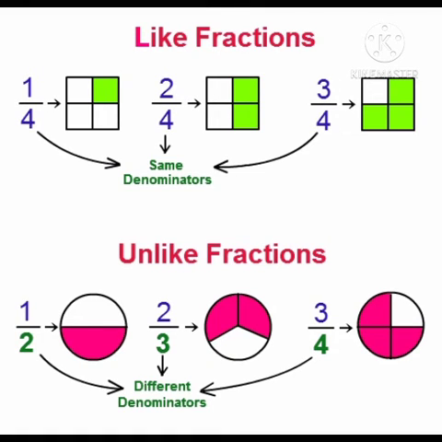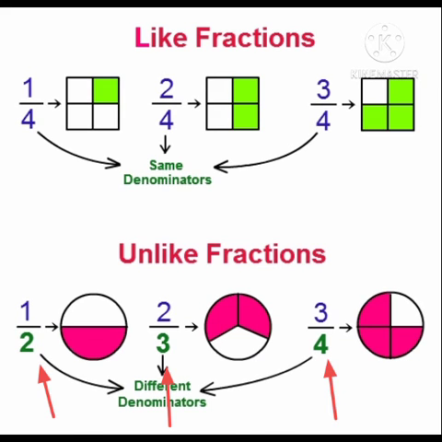Just once recall all the fractions. Like fractions. Now we are going to discuss like fractions. See here, 1 by 4, 2 by 4, 3 by 4. Here the denominators are the same. What is the denominator here? 4 is the denominator, and if the denominator is the same, it is a like fraction. See children, unlike fractions. Now we are going to discuss unlike fractions. I already told you. See here, 1 by 2, 2 by 3, 3 by 4. Here what is the denominator? The denominators are different. If the denominators are different, it is an unlike fraction.